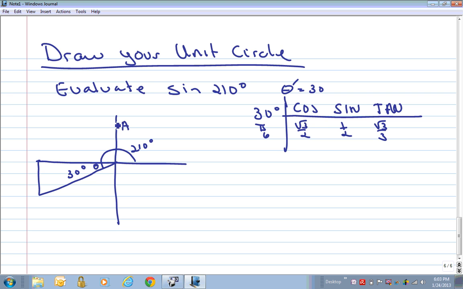Now, we've got to look at our All Students Take Calculus, or All Surfers to California. In the third quadrant, the sine value is negative because tan is positive. So we know when we evaluate sine at 210 degrees, it's going to be a negative number. And then we think of our chart, and we know the sine value is 1/2, so negative 1/2.